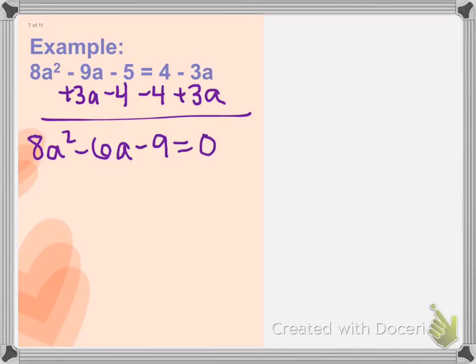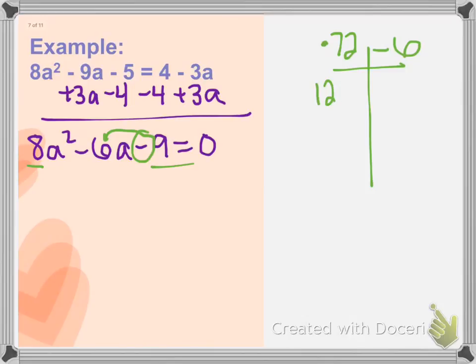Now that I have that, I can see that I have a trinomial with a number in front of the square term, so I have to multiply my first and my last. And again, I have 72. But this time I'm looking for factors of 72 that subtract to give me 6. Since I already found all the factors of 72 on the previous slide, I'm just going to go off of that. And I know that the factors 12 and 6 give me 6. So this is not prime. This is something that I'm going to be able to factor.